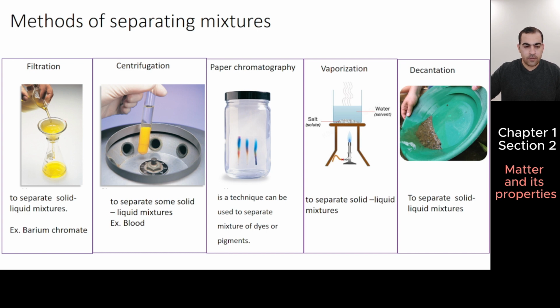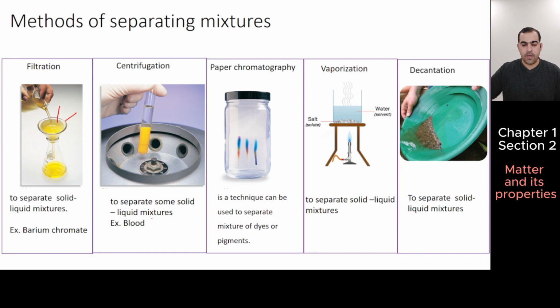You need a funnel, you need a filter paper. Filter paper is special paper. There are very small holes in it that let the water pass through the paper, and the barium chromate is going to be left on top of the paper, as a residue. Okay, so we can separate it like that.